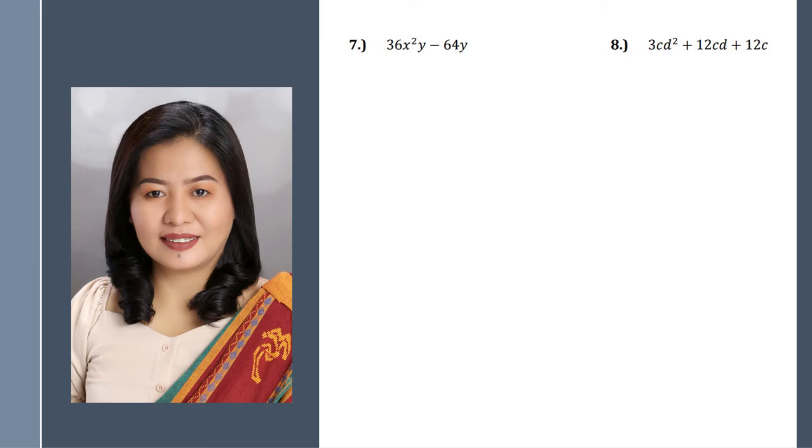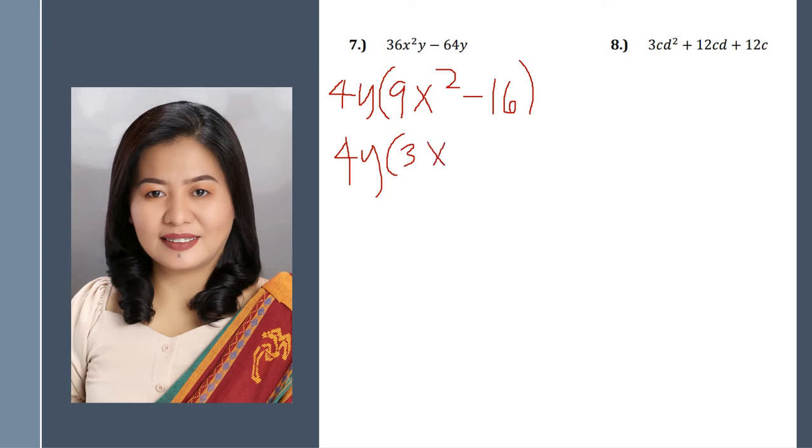We have 36x squared y minus 64y. So 4 is a common factor between 36 and 64. Y is also a common factor. 36 divided by 4 is 9. And you have x squared minus 64 divided by 4 is 16. And we can still factor 9x squared, so you copy 4y. And we have a difference of two squares, so we have 3x minus 4 and 3x plus 4.